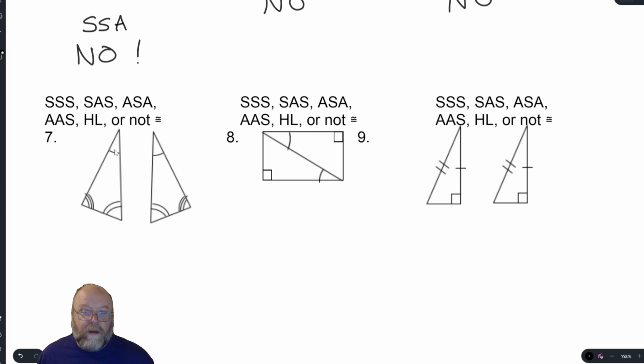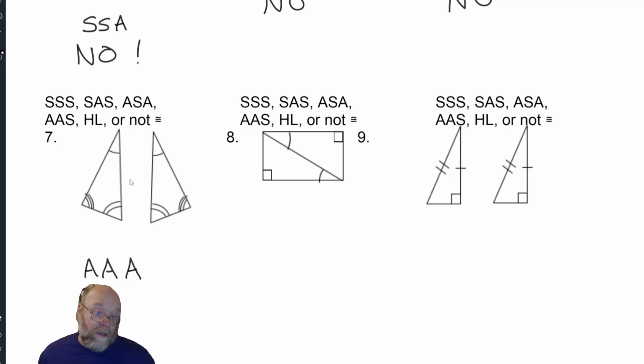Okay, what about over here? Angle, angle, angle. No, that's not one either. This could be huge. This creates similar triangles, which means same shape, right? But they can be massive or really tiny, and they'll end up with the same angles. So it does not create congruent triangles. This is the other one that is not congruent.